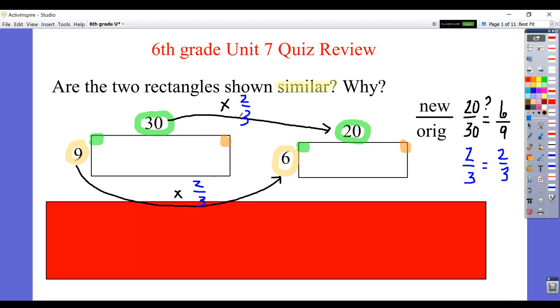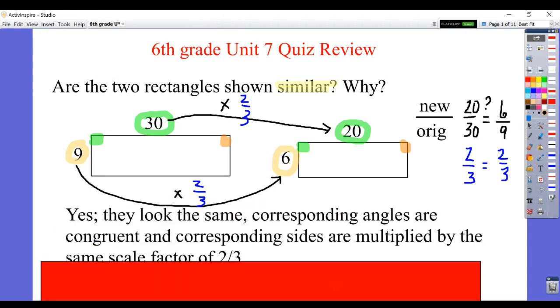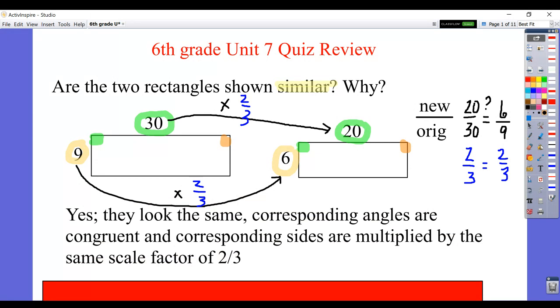And if those corresponding sides are multiplied by the same scale factor or multiplier to get us from one to the other, then that satisfies the third criteria for similarity. So we would say yes, because number 1, they look the same. So the rectangles look the same. Number 2, corresponding angles are congruent. And number 3, the corresponding sides are multiplied by the same scale factor. In this case, the scale factor being 2/3.